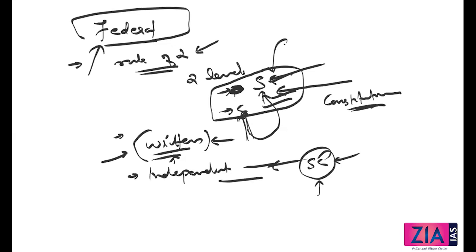On the other hand, if you see a unitary constitution, it can be written or unwritten. It doesn't matter whether it is written or unwritten. For example, the UK is a unitary system and it is unwritten, and there are other countries where it is a written constitution.